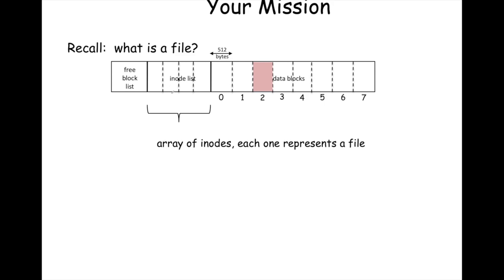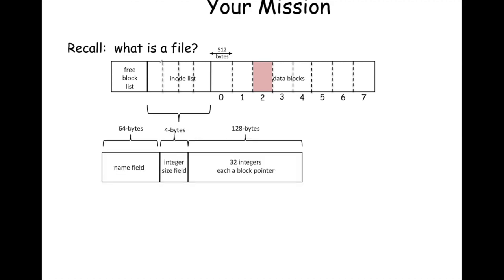And so you have an array of inodes, and each one has a standard format, and each inode is going to represent a file. So in this particular case, we have 4 inodes. That means this file system can have 4 files. And so let's take a look from the specification of the final project for the inode format.